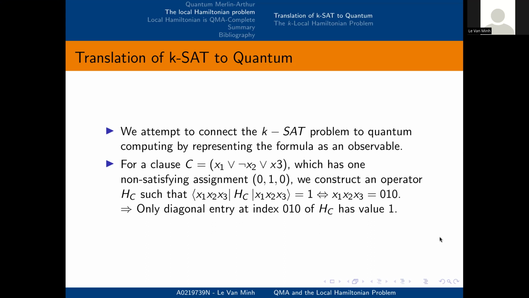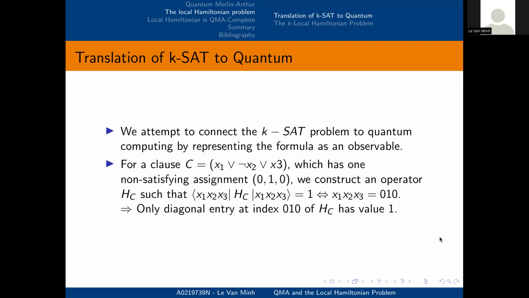And then we attempt to connect the k-SAT problem to quantum computing by representing the formula as an observable. As you may recall, an observable is an object in quantum computing that we have learned about in some tutorial and in the first chapter of the Wolf notes.